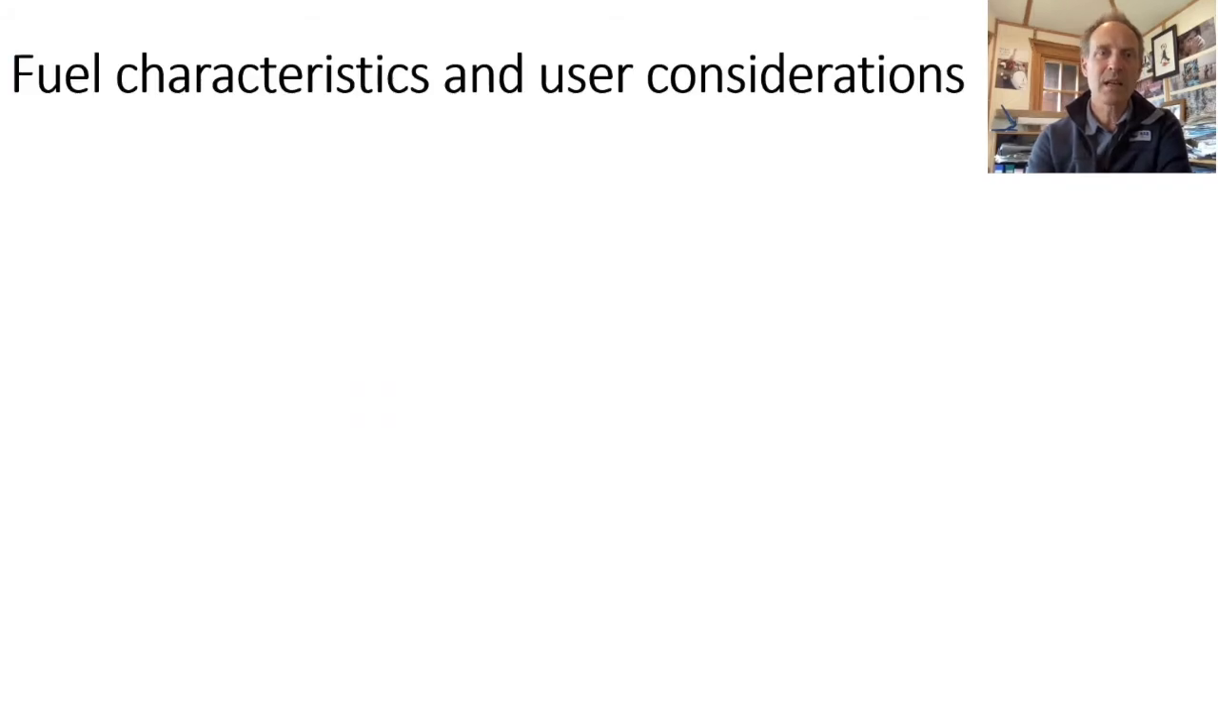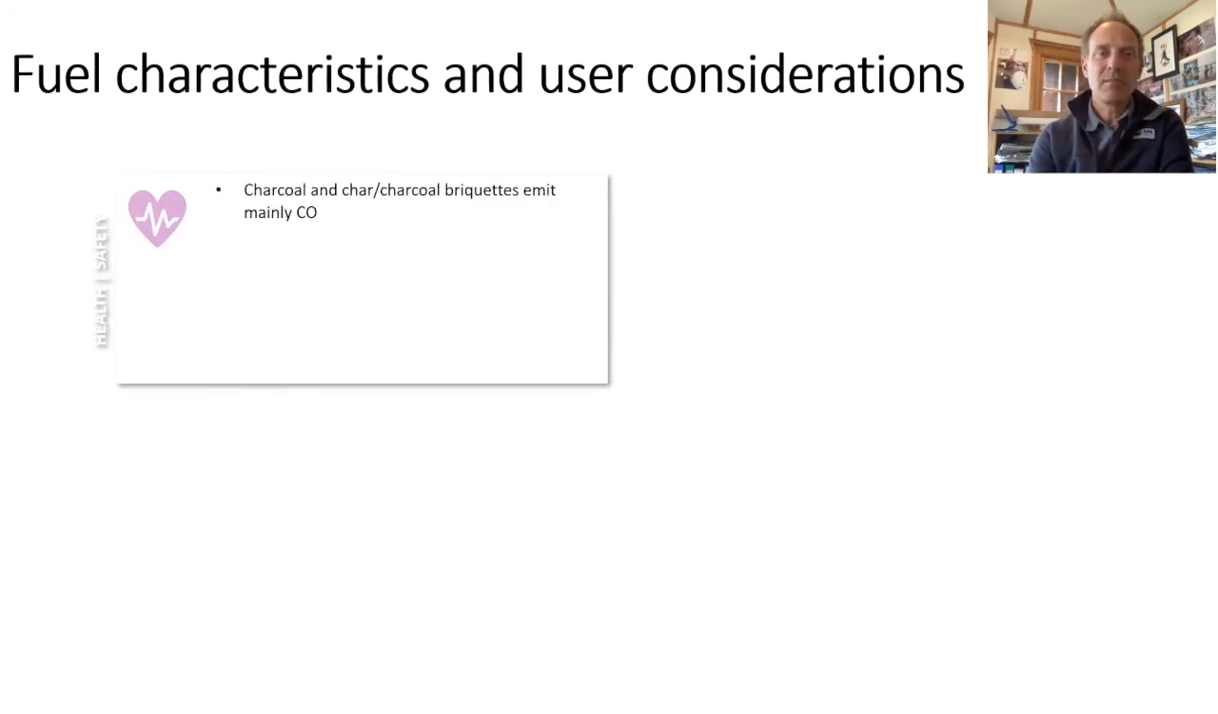Moving on to the second slide to look at the characteristics of the fuel and various considerations for users. Looking first at health and safety issues, char and charcoal briquettes emit mainly carbon monoxide, which is typical of all hydrocarbon fuels. The main way around that is to have the best possible efficiency in combustion and to ensure you're cooking in a well ventilated space, ideally with the windows open or a through draft.